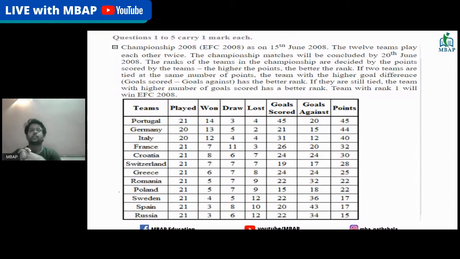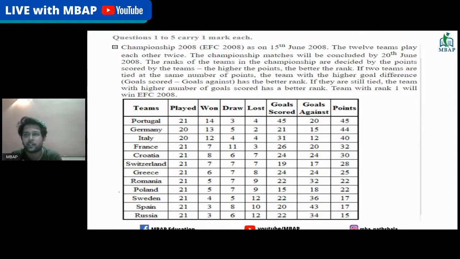The question says: Championship 2008, EFC 2008, as on 15 June 2008. There are 12 teams that play each other twice. The championship matches will be concluded by 20th June 2008.